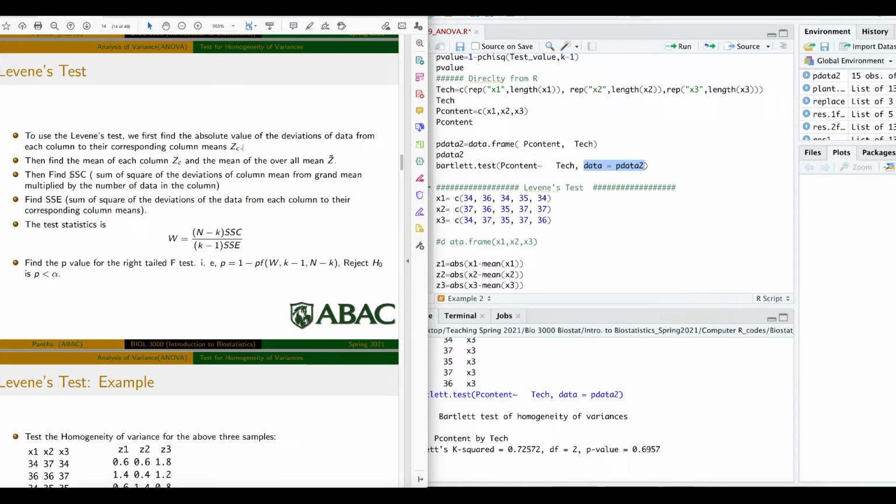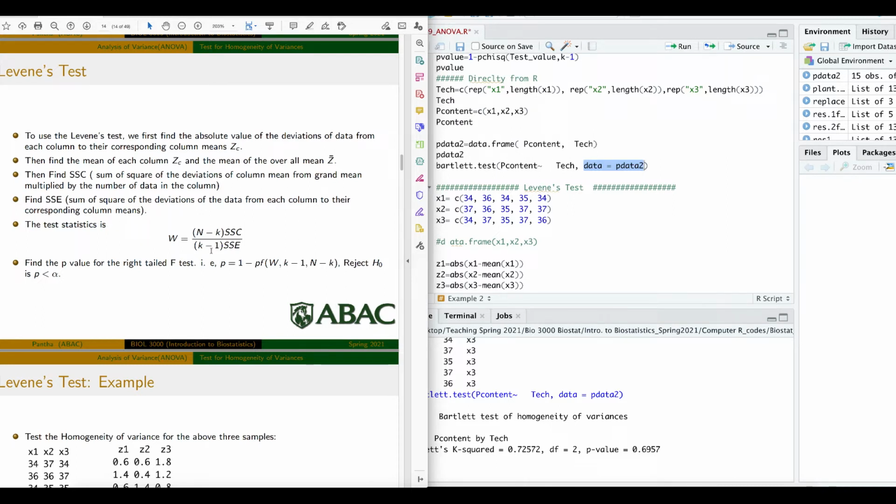Then find SSC, the sum of the squares of the deviations of the column means from the grand mean, multiplied by the number of data in the column, and then also SSE, the sum of the squares of the deviations of the data in each column from their corresponding column means. So this is similar to the one way ANOVA when we did it by hand. Okay, and I'll go over each of the steps later.